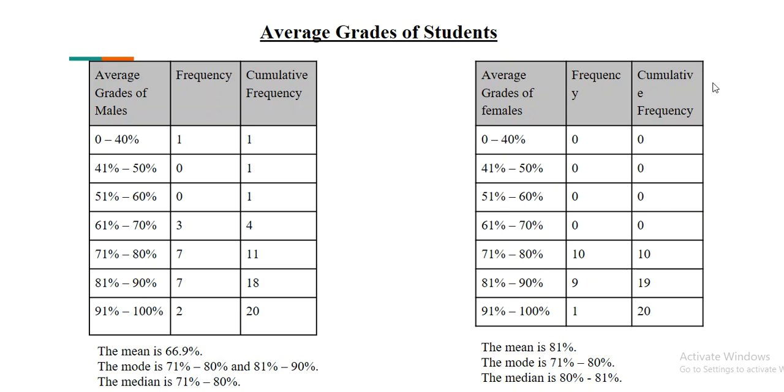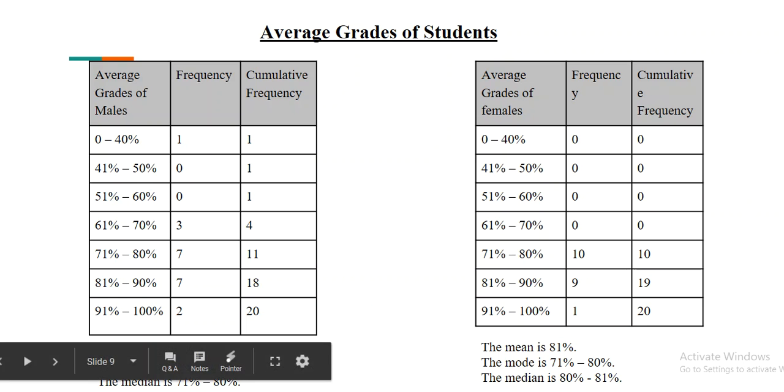The data collected shows that the mean of the average grade of males is 66.9%. The mode is in the range of 71% to 80% and 81% to 90%. The median is in the range of 71% to 80%. However, the mean of the average grades of females is higher than the average grades of males and is 81%. The mode is in the range of 71% to 80%. The median is in the range of 80% to 81%.